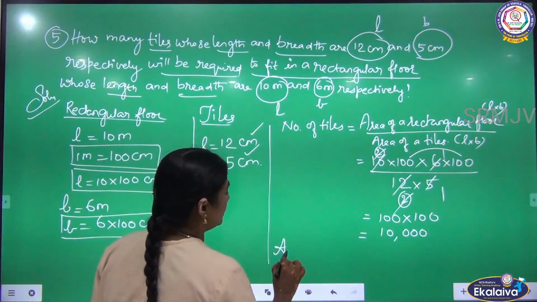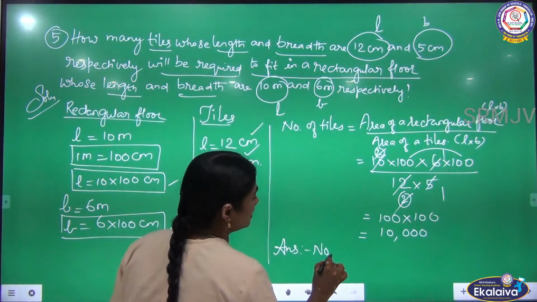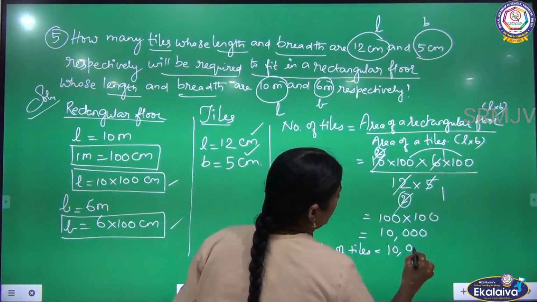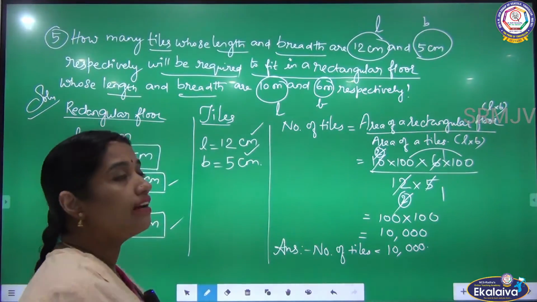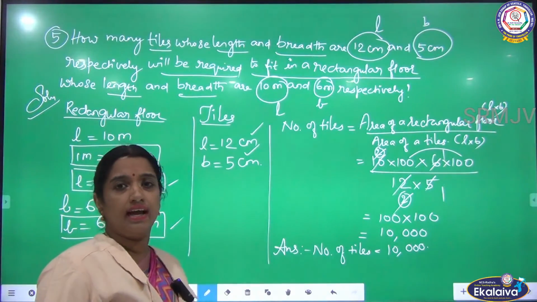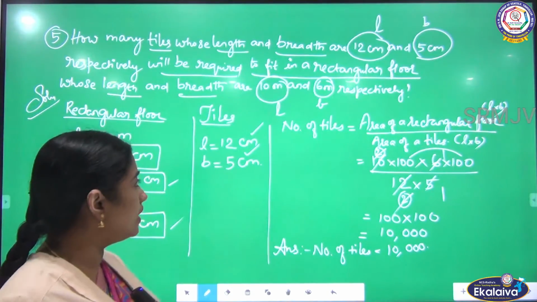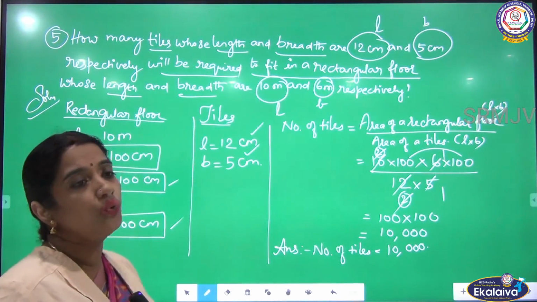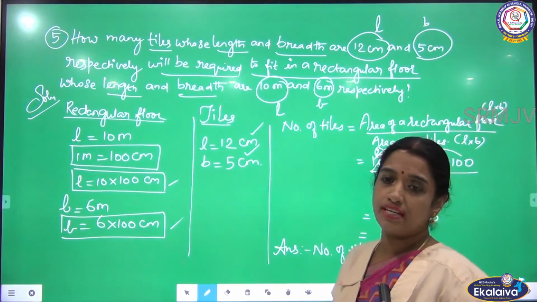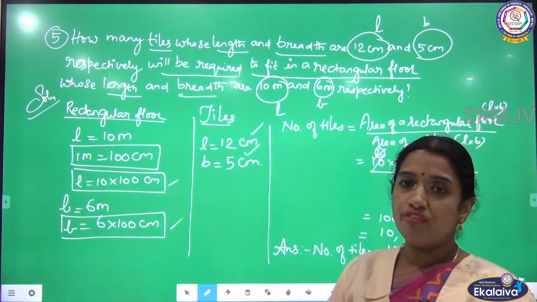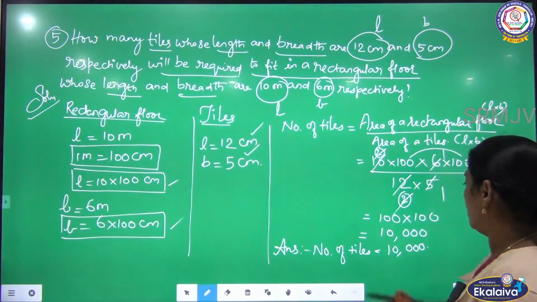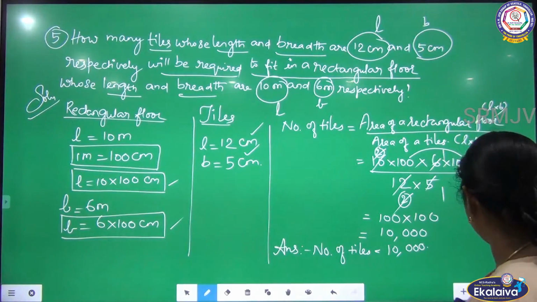So, answer. How many tiles did they ask? Number of tiles is equal to 10,000. To cover that rectangular floor, I need 10,000 tiles. Can you clear this? So, you check the unit. One is in meter and another one is in centimeter. So, change that meter into centimeter and you can find the number of tiles, which is the area of a rectangular floor by area of a tile. Shall I move on to the next sum, children?